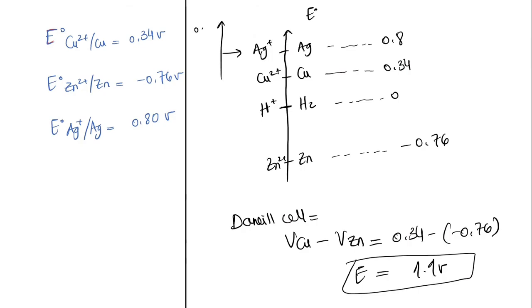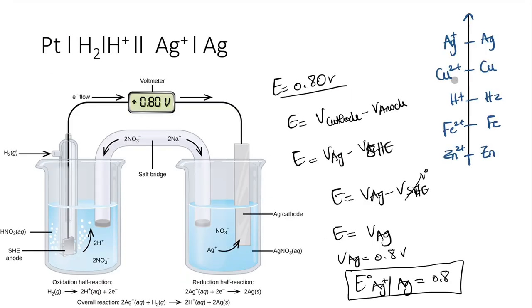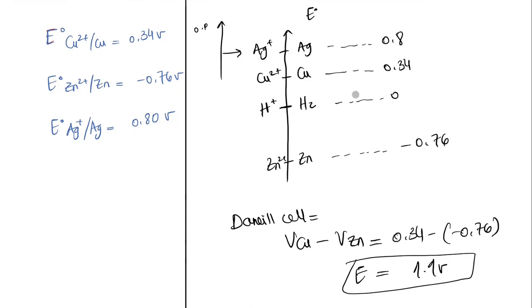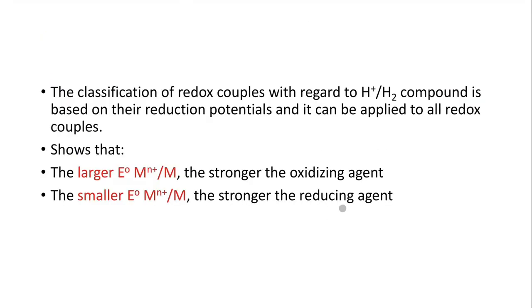Oxidizing power increases. If you want to compare this axis to the previous one concerning the oxidizing power, the electrochemical classification, it's the same: Ag, Cu, H plus, and Zn below H plus. As the E node increases, the oxidizing power increases, and as E node decreases, the reducing power increases. It's the same as the electrochemical axis. Okay? And here we have the stronger reducing agent.